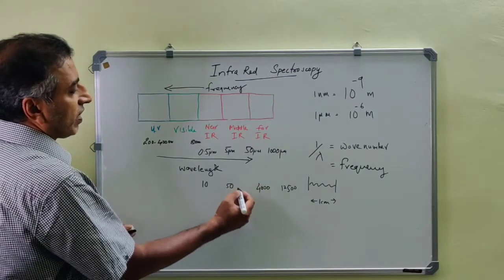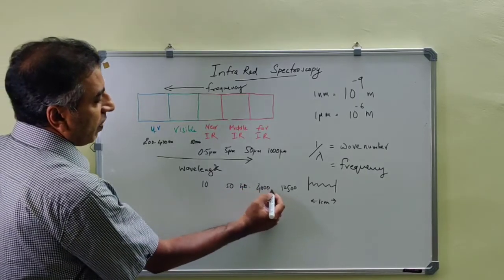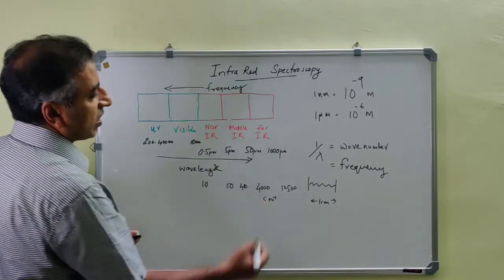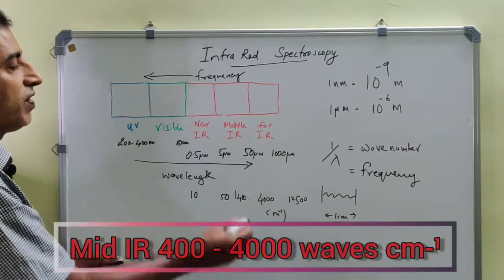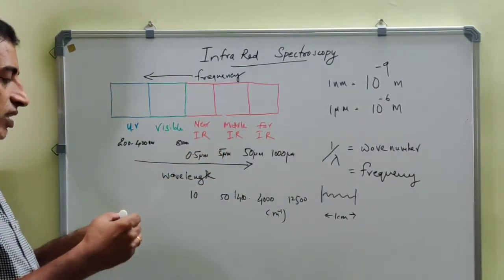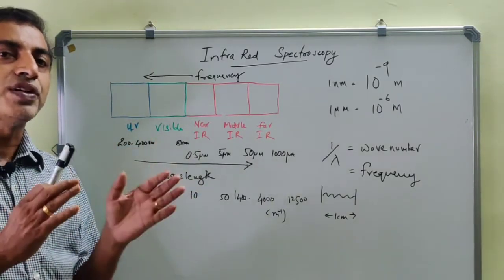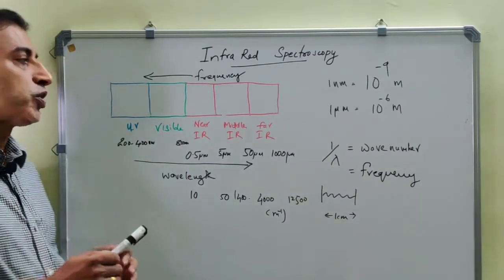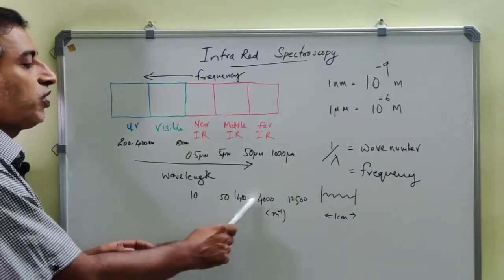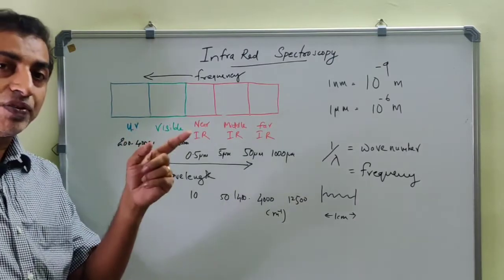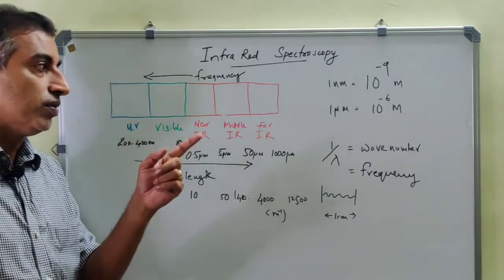Ideally we can take the middle infrared radiation, which ranges from 400 to 4000 waves per centimeter, written as centimeter raised to minus 1. Why are we focusing on middle infrared radiation? For the pharmacy field, most of the drugs which have functional groups will be absorbing this middle infrared radiation. An ideal IR spectrum will show 400 to 4000 waves per centimeter, that is the frequency of that functional group or of that drug molecule.